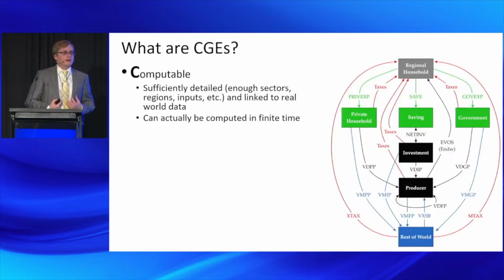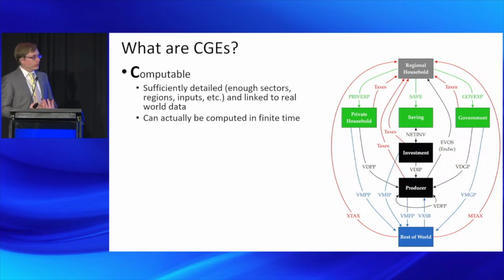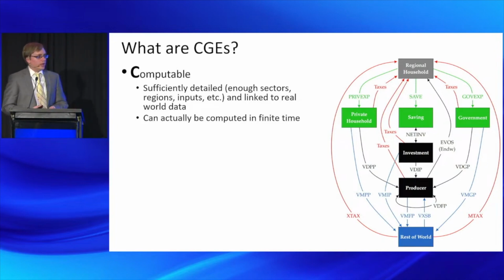This might be common knowledge to many people here in this room, but still I want to focus on it for just a second, because it's important to where the hard work really had to take place to make this all work. So computable, C. These need to be sufficiently detailed and linked to real-world data. This is not a theoretical exercise. In the model version that we run, we have 36 different sectors in 141 different countries, and so that's a lot of production functions in a lot of different locations. And with that constraint, it needs to be computable still in finite time.